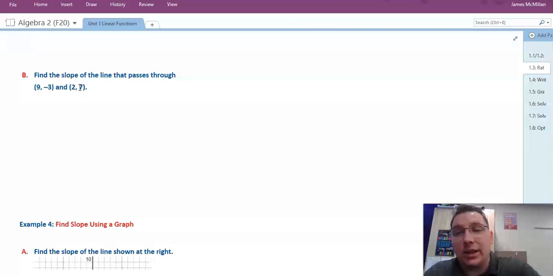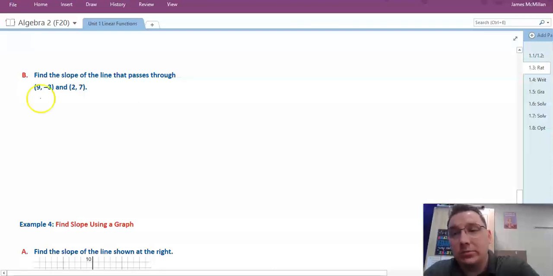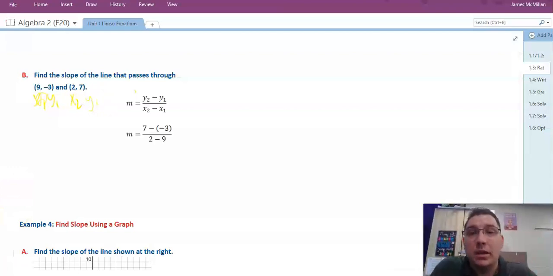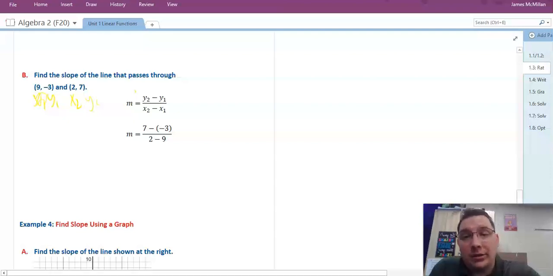So again, we're going to label these out. X1 and Y1. Trying to get my pen to work. So X1, Y1, X2, Y2. And so we're going to plug that into our slope formula and simplify it. And so we get 7 minus negative 3 over 2 minus 9. Remember, we got a double negative again here, so this is going to become a plus there and a plus there. The denominator will not have it happen. And so 7 plus 3 is 10, and 2 minus 9 is negative 7.